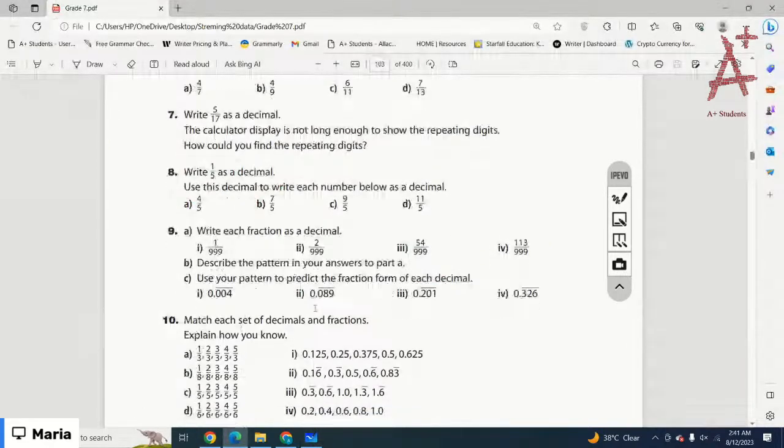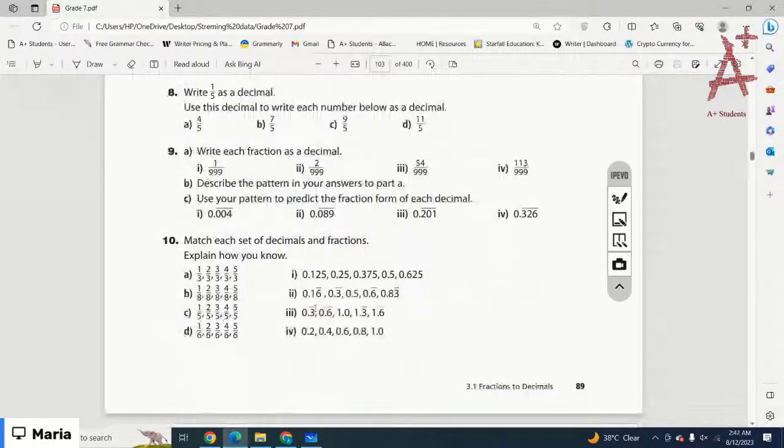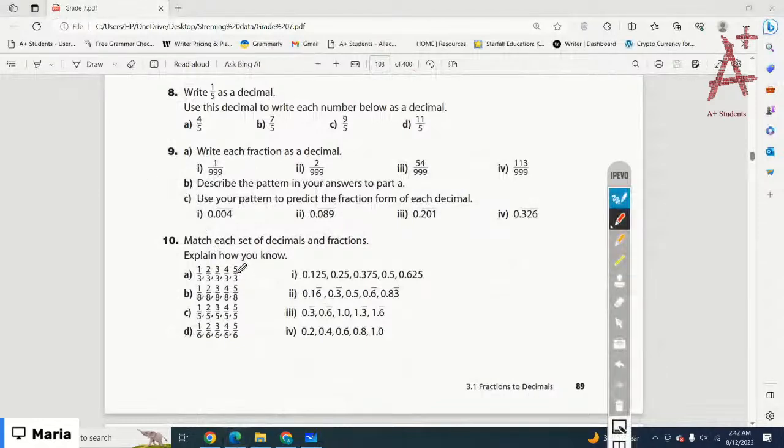Okay, let's just start with question number 10. Match each set of the decimals and fractions. Okay, you have to match 1 by 3, 2 by 3, 3 by 3. 1 over 3, just use the calculator. 1 over 3 is 0.3 recurring. 2 over 3 is 0.6 recurring. That means A matches to 3. Just divide by calculator and match it to the correct match, right?